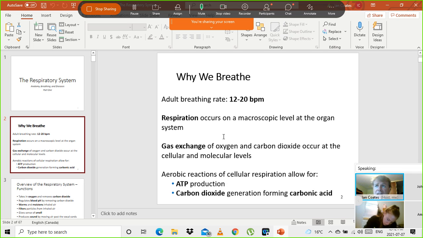And you see, external respiration is the process of my lungs interacting with the outside environment. External respiration, the whole process of oxygen getting into my blood and CO2 getting out of my blood.